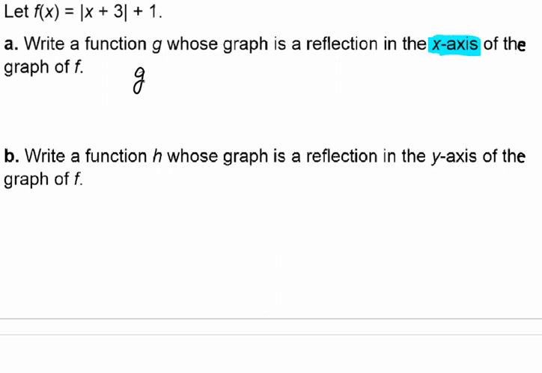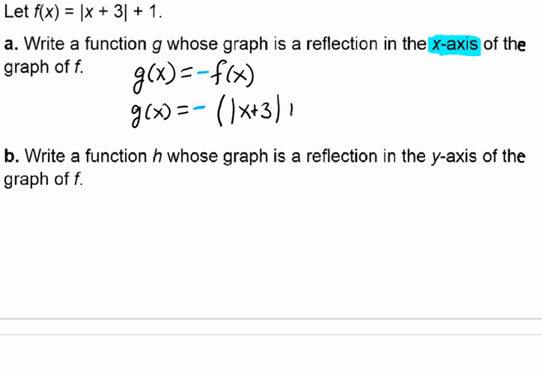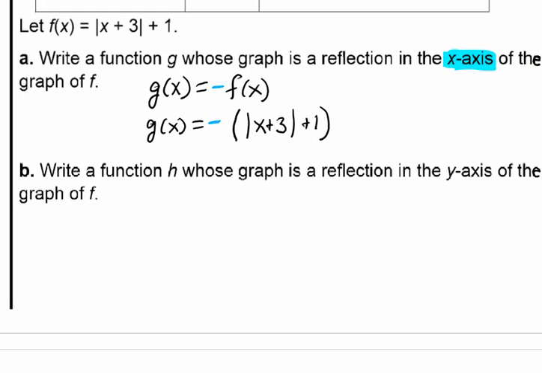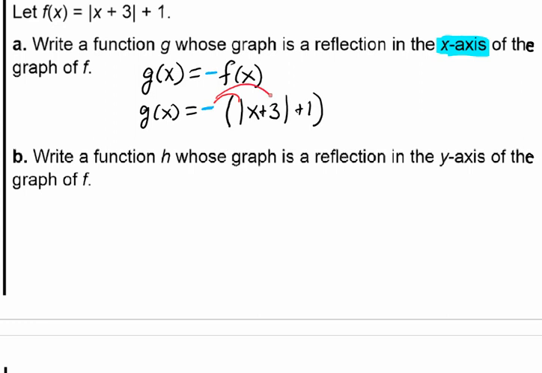which means that we're going to want our negative sign to be in front of our f of x, so in front of our absolute value symbol. So to get our g of x, we're going to put our negative sign out in the front, and then we're going to put our equation for f of x on the inside. And now what we want to do is distribute that negative sign.